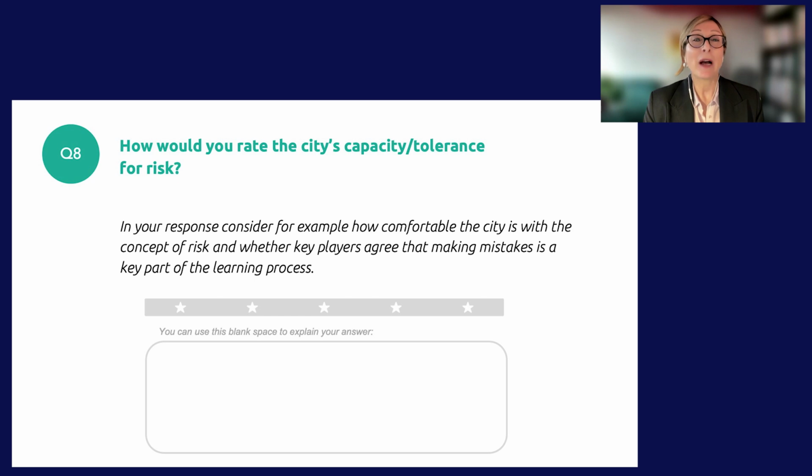Question 8 is about the capacity and tolerance for risk of your urban authority. To answer this question, you can consider how comfortable your urban authority is with risk and reflect on whether key players agree that learning from mistakes is crucial.